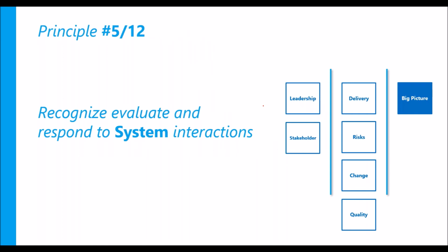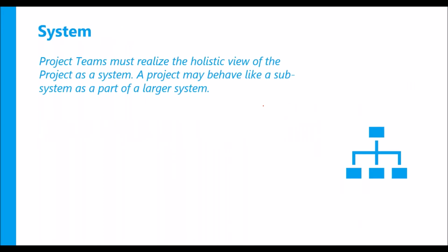The next principle is system interactions, right? Recognize, evaluate, and respond to system interactions. This is probably one of the most overlooked aspects as a project manager and project team members as well, right? You need to understand your project as a system, okay? So as I mentioned earlier, in Waterfall, we typically looked at a project with individual team members working in silos, working as individual contributors on individual activities. Now, if you understand the project as a system, holistically, you will understand the big picture, right? Project teams must realize the holistic view of the project as a system. A project may behave like a subsystem or as a part of a larger system.